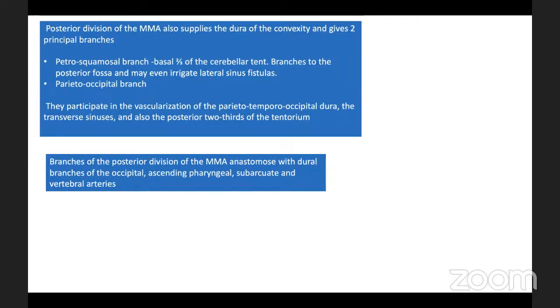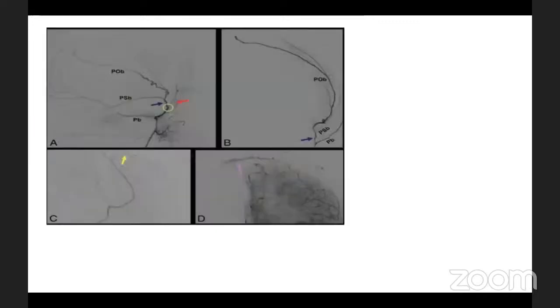The anterior division has anastomosis with the ophthalmic artery, and the posterior division has anastomosis with the occipital, ascending pharyngeal, and vertebral artery, so with the posterior circulation. So here we can see the petrosal and the cavernous branch, and then at the terional segment there are two branches, one is the parieto-occipital branch and one is the petrosquamosal branch. We can again see here the petrosquamosal branch and the parieto-occipital branch. This is the posterior division. And the anterior division, we can see here, it has some anterior falcine arteries and some branches also go contralaterally to supply the other hemisphere.